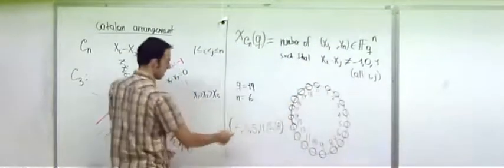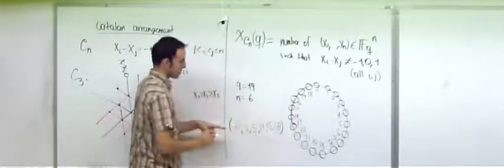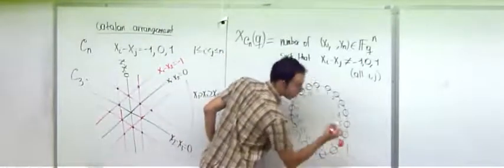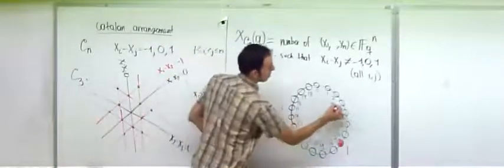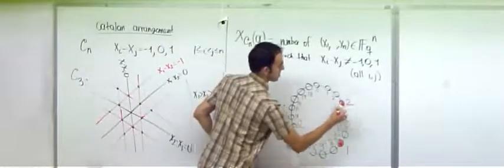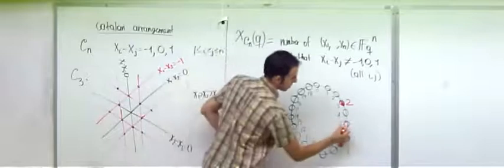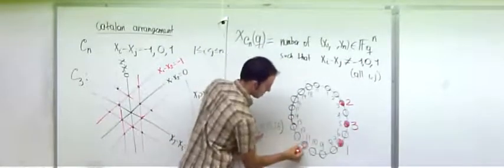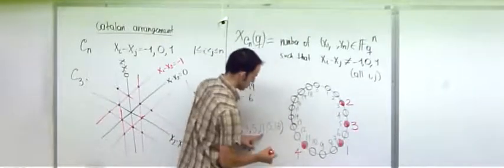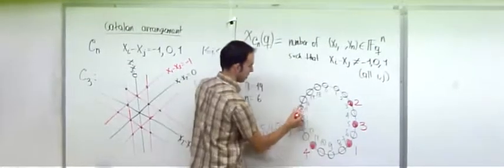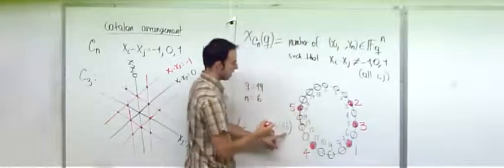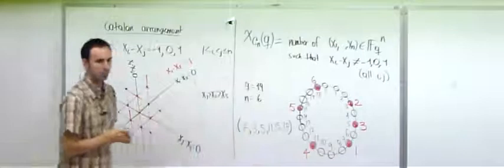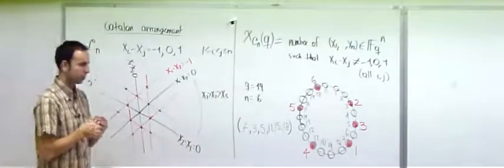And now let's take these points and put them in here. So for example, 7, this is the first coordinate. Then 3 is the second coordinate. 5 is the third coordinate. 11 is the fourth coordinate. 15 is the fifth coordinate. And 18 is the sixth coordinate. Okay?